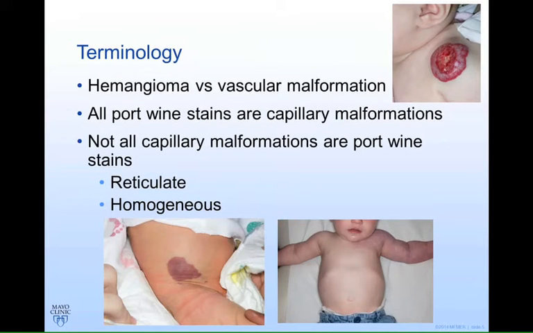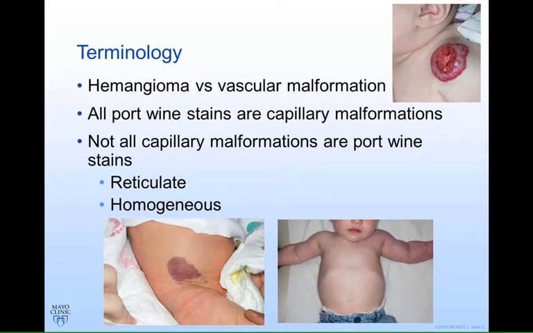A little bit of that terminology is pretty confusing, and it seems like a bit of a moving target. One term that's thrown out a lot is hemangioma, and really what's the difference between a hemangioma and a vascular malformation? Even in the medical community, we're trying hard to teach people the difference between these two, because as you've all probably noticed, the term hemangioma gets used quite a bit.